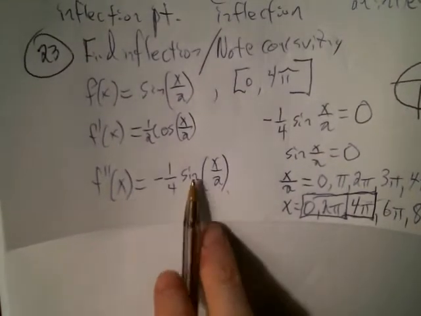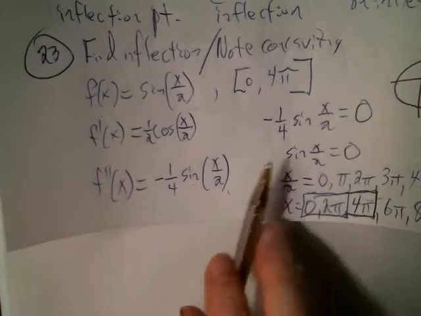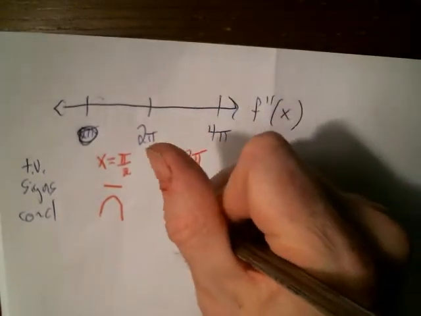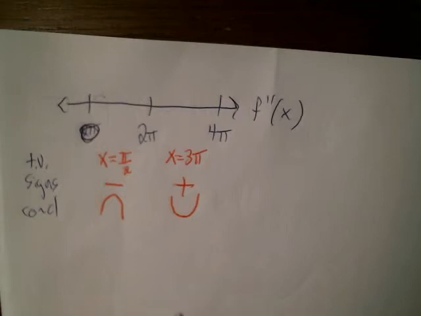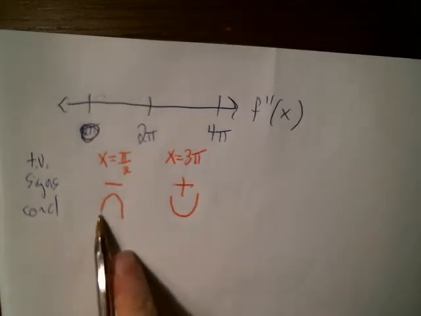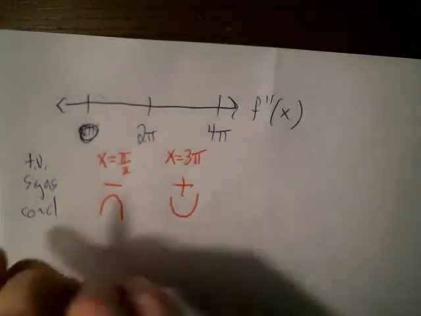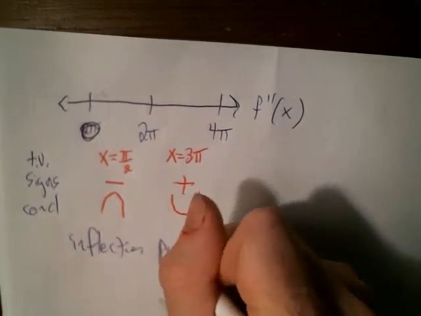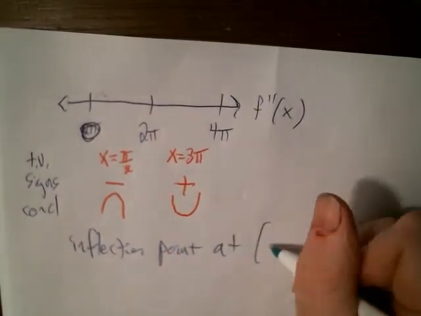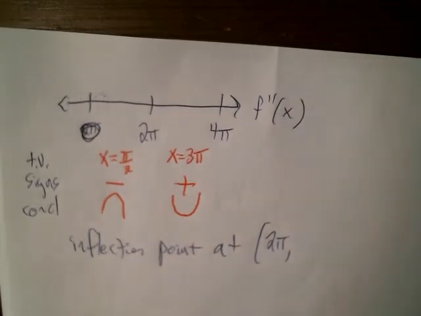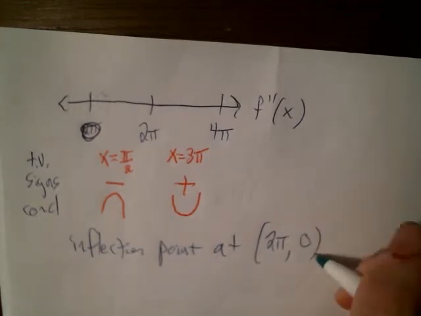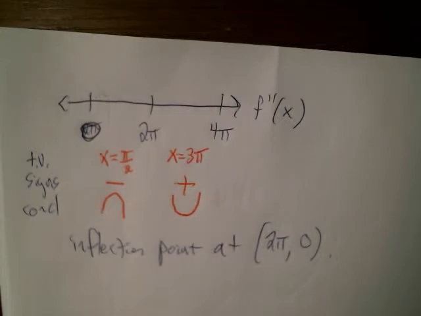Okay. When I plug in 3 pi into the second derivative, I'll have negative 1/4 sine of 3 pi over 2. Sine of 3 pi over 2 is negative 1, so it'll be negative times negative is positive, and it'll be concave up. Okay. So there's an inflection point where it goes from concave down to concave up at x equals pi over 2. I'll just note that inflection point at 2 pi, comma, if I plug 2 pi into the original formula, it would be sine of 2 pi over 2, which is sine of pi, which is 0.